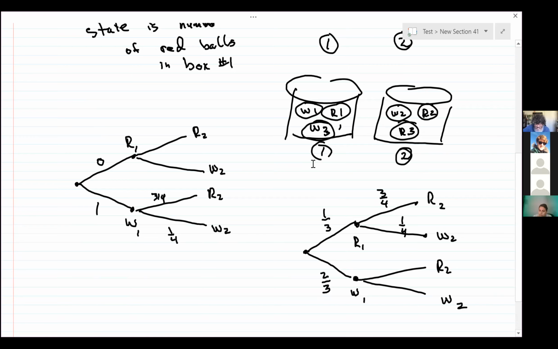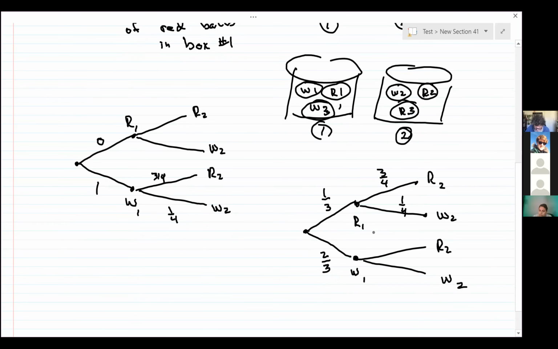On the other hand, if you chose one of the 2 white balls and put it into here, the chance of getting a red from this would be what, 2 out of 4, which is a half. And the chance of getting a white ball would also be 2 out of 4, which is a half. So this is how the tree looks if the original container has 1 red ball.